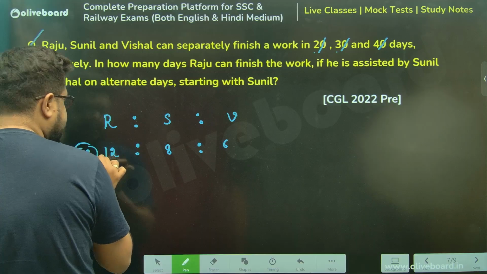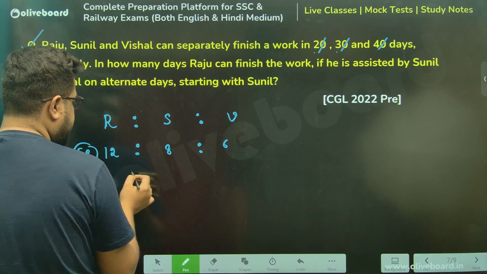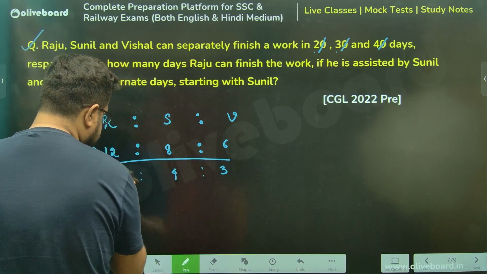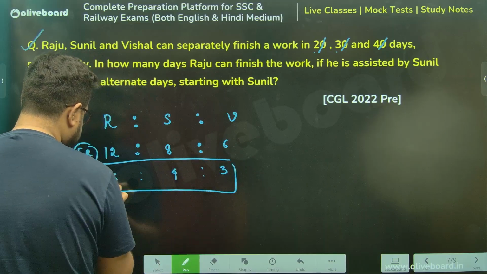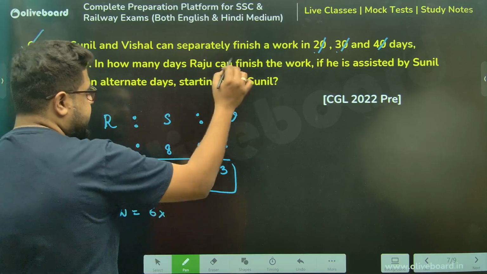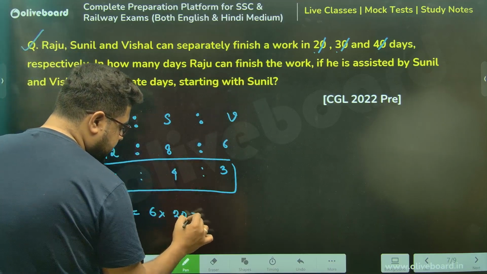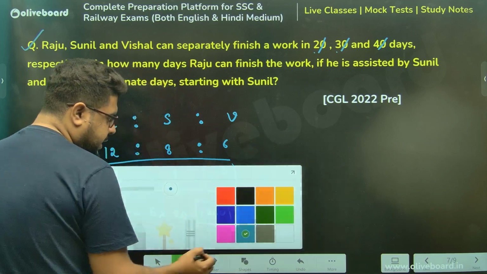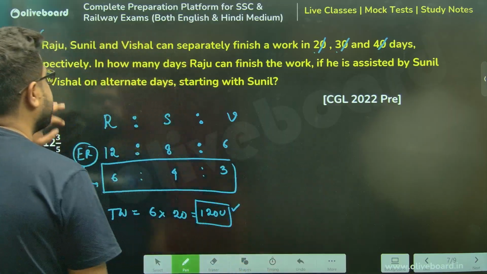But again, I can cancel. So 2 6s are this, 2 4s are this, 2 3s are this. This is the actual ratio I'll use. Total work, let's take Raju. 6 units every day takes 20 days. So meaning 120 units.